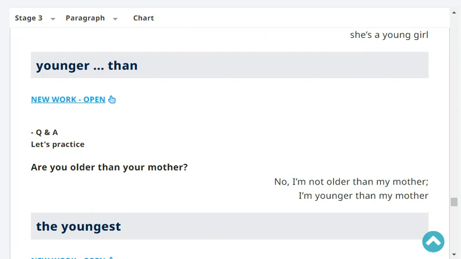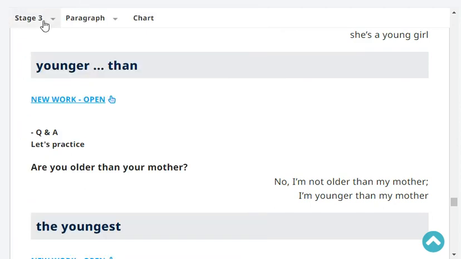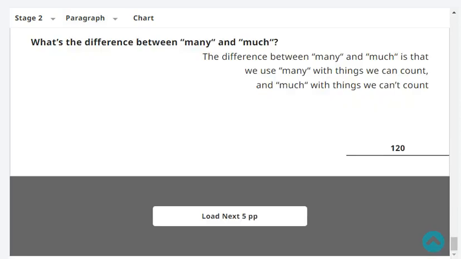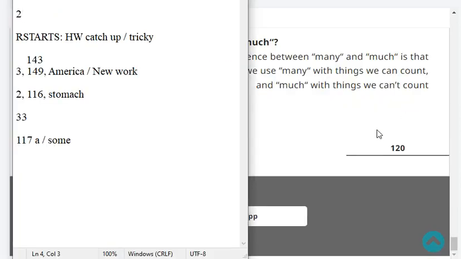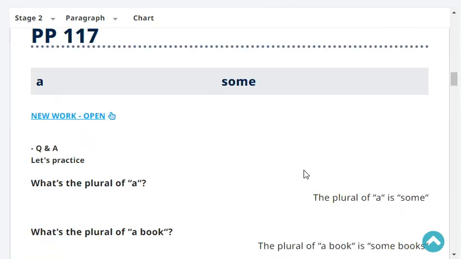Okay, so now let's move on to reading. Very good. Okay, so our reading is at stage 2, page 116. Our last headword was stomach. Okay, please start at page 117, headword stomach.